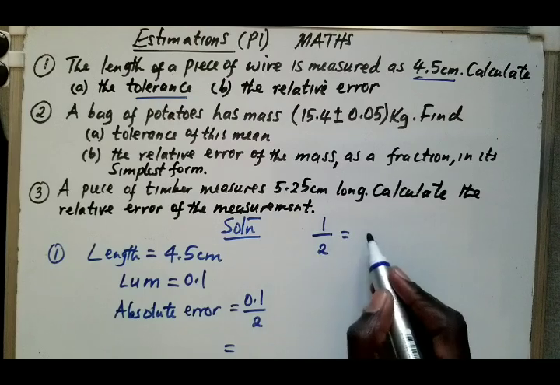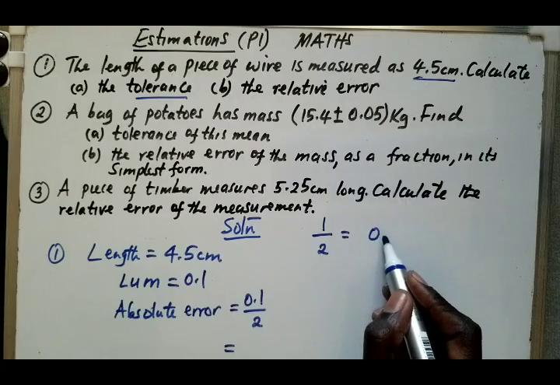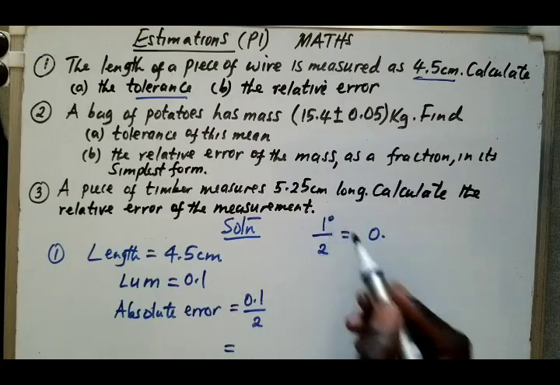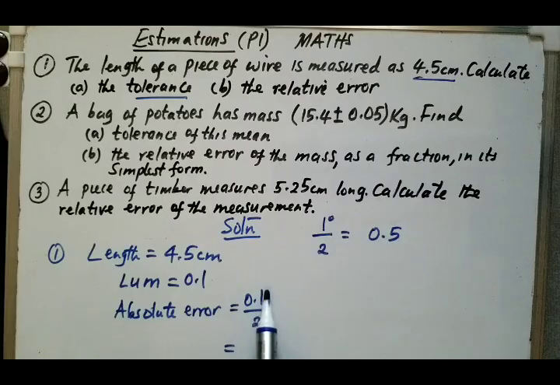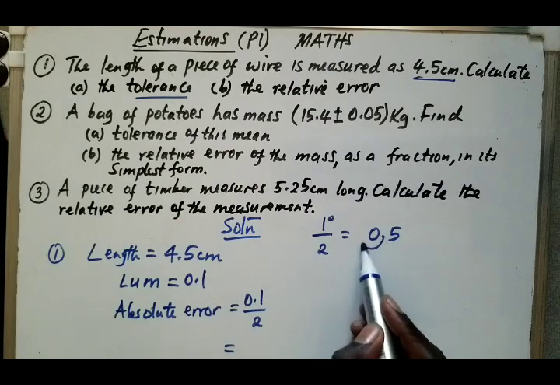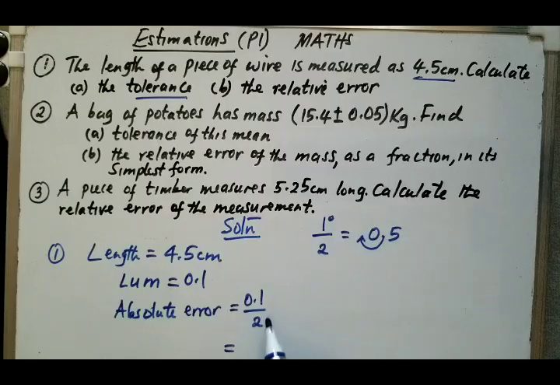Can 2 go into 1? The answer is no, so it will be 0. You write a point and add a 0. 2 into 10 will give you 5. But because this had 1 decimal place, you move the decimal place backward 1 time. So when you divide this, it will give you 0.05, and that is your absolute error.